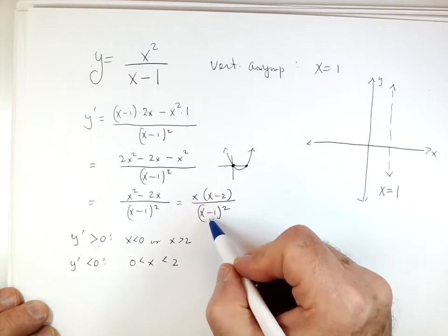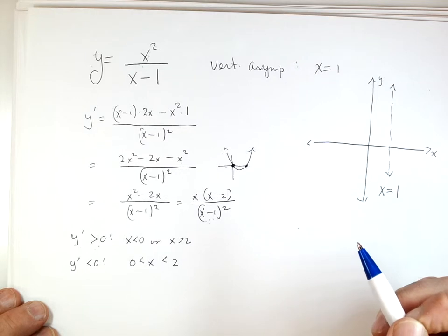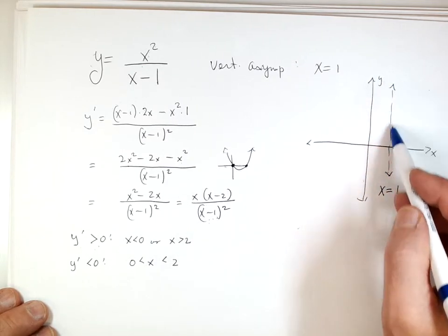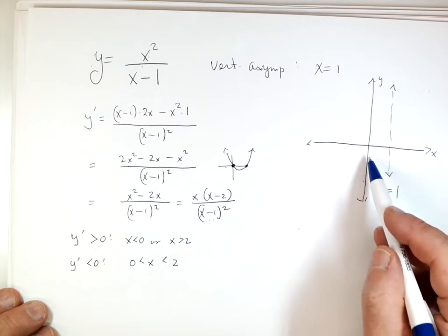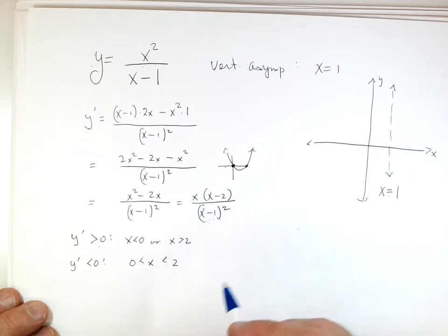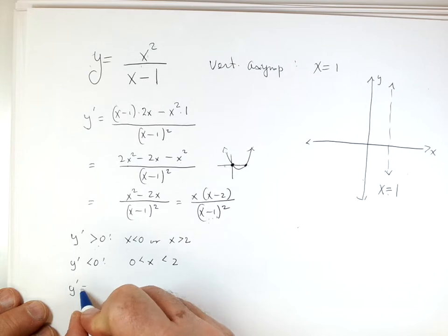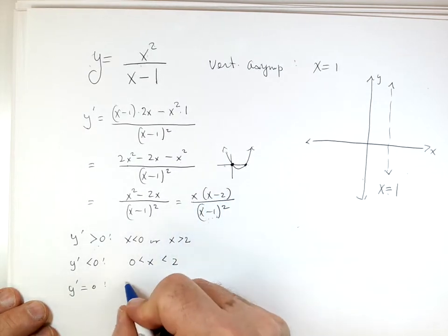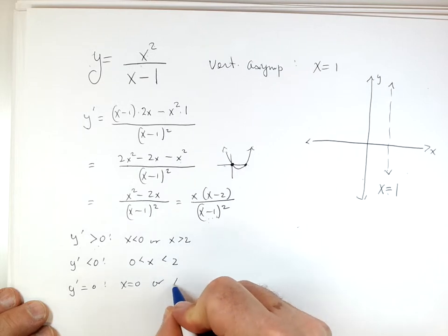Because this is negative, but this is positive, okay? So it's going to be falling from 0 to 2. Now, it can't cross this line here, but it's going to be falling and then falling again. Now, where's the first derivative equal to 0? It's equal to 0 when x is 0 or x is 2.